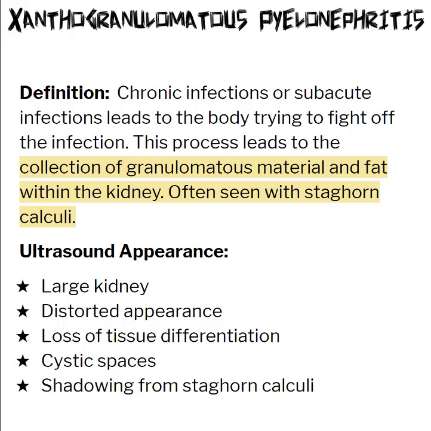On ultrasound then, we're going to see a very large kidney, might have a distorted appearance to it. We might see some loss of tissue differentiation, so that means that we can't tell the difference between the cortex and the medulla and the sinus. We might see some cystic spaces that represent fluid being blocked in there from the staghorn calculi, and then we might also see some shadowing from the staghorn calculus as well.